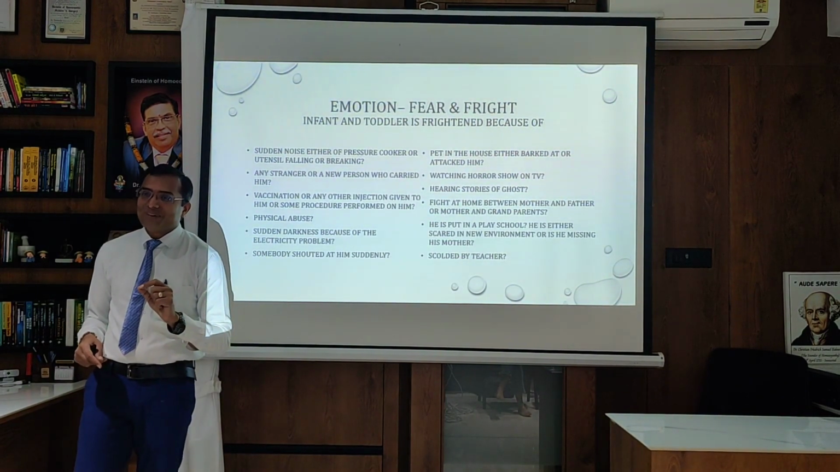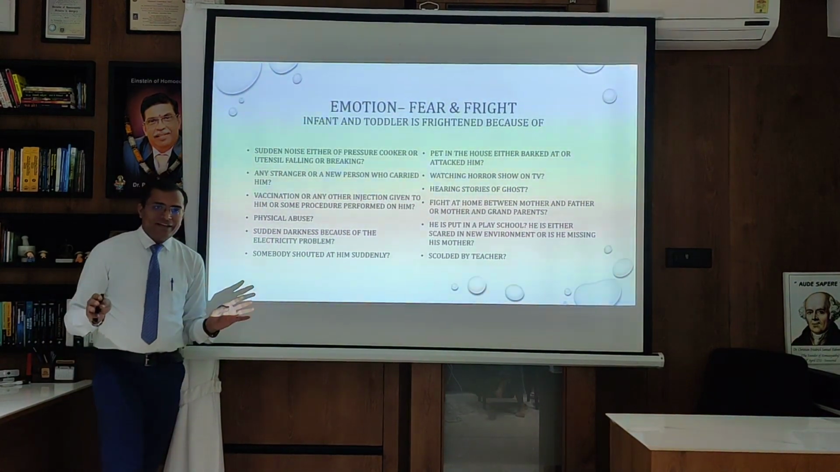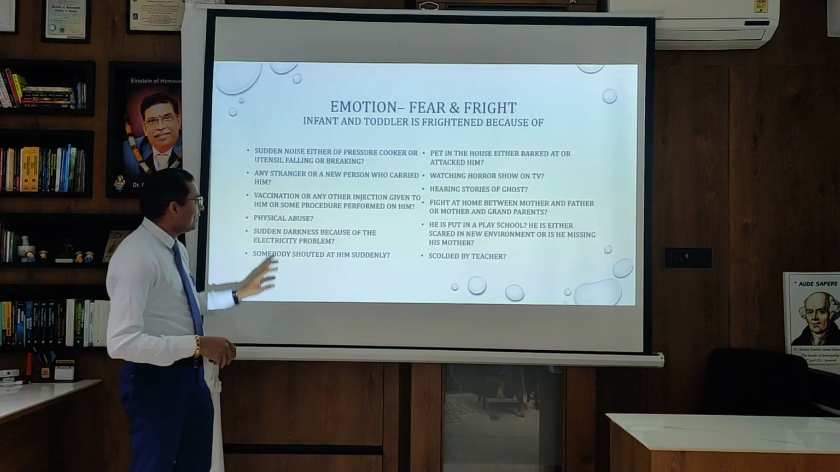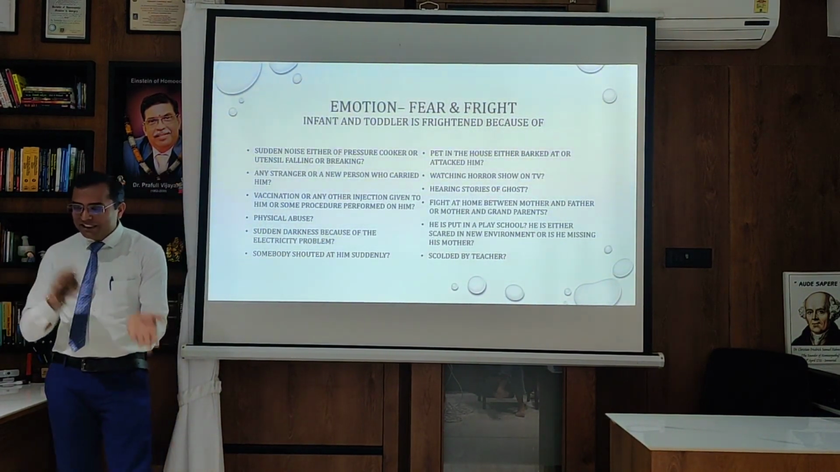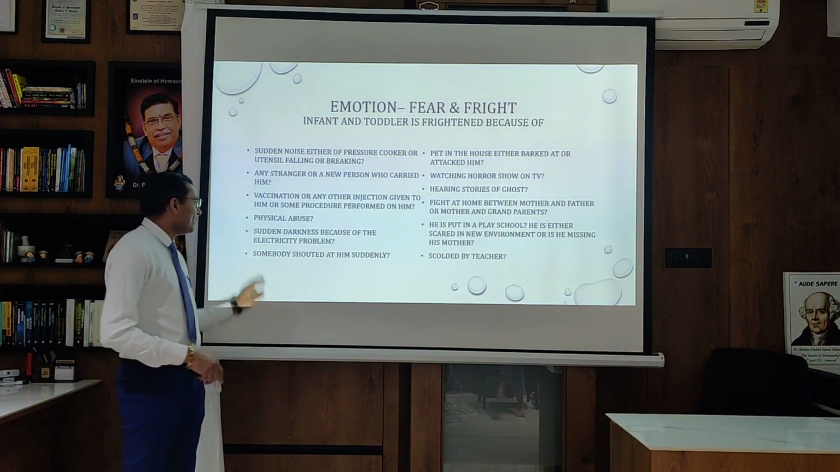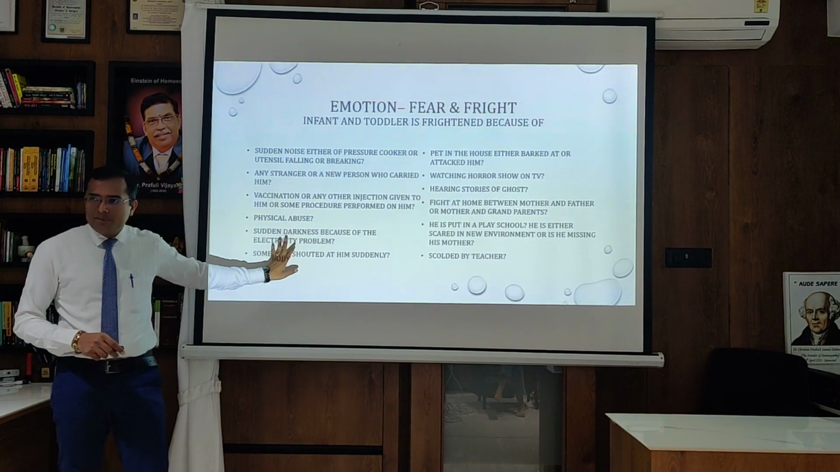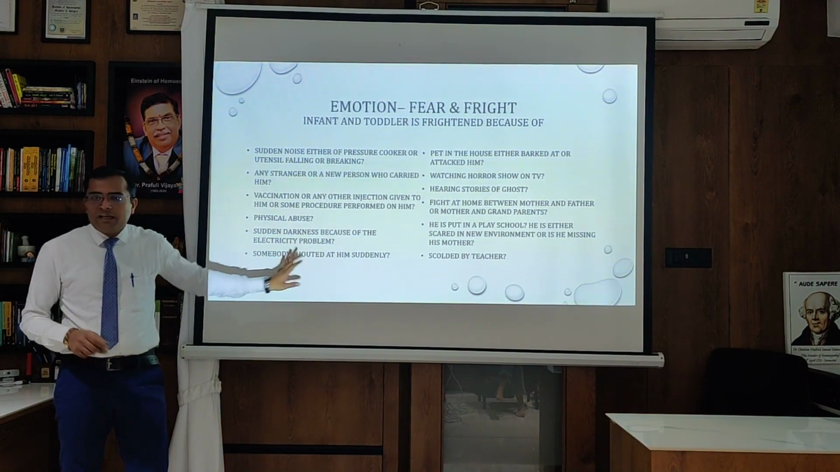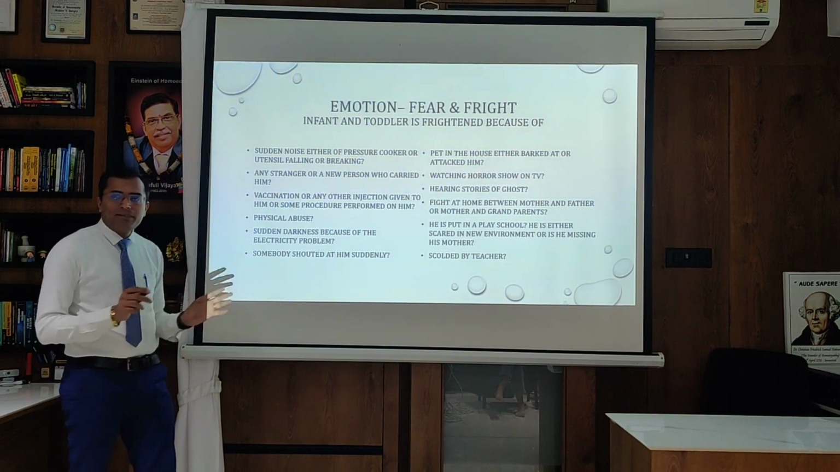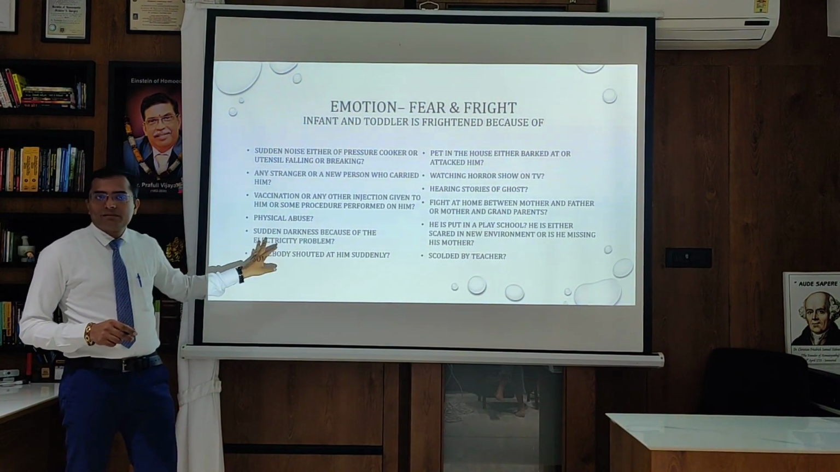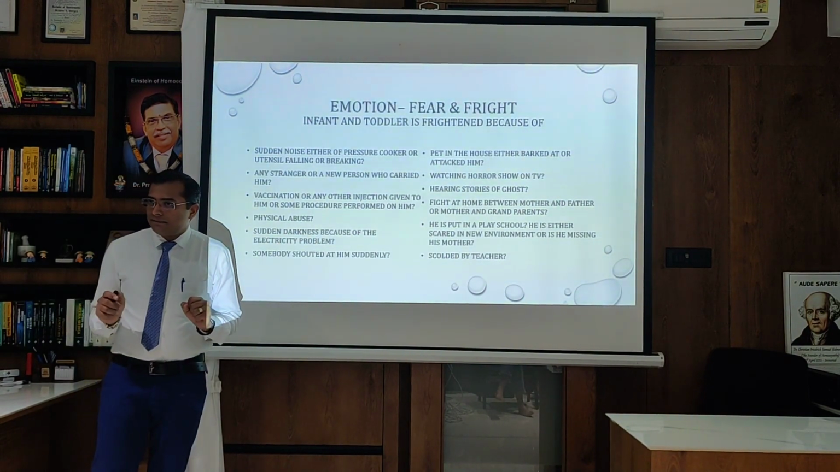Ailment from sudden fright. He was enjoying, and then suddenly it happened. So this is physical abuse. Sometimes physical abuse comes in this way or that way also. Then sudden darkness because of an electricity problem. Most of the time it happens in everyone's homes. Nowadays in our cities the lights don't go often, but in previous days it happened, and the child was scared.